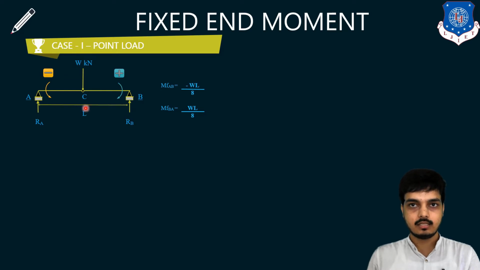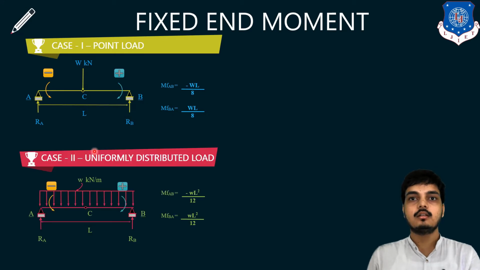This W load will create some reactions, which will be nothing but W by 2 and W by 2, which we will be seeing in the next theories. Our case number 2 is uniformly distributed load. Same, these are my end moments. At A it is anti-clockwise, at B it is clockwise. So for A, the formula is MFAB is nothing but minus WL square by 12.